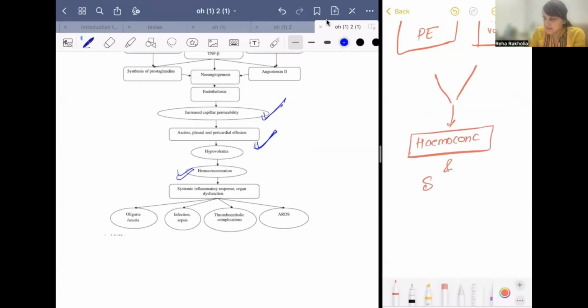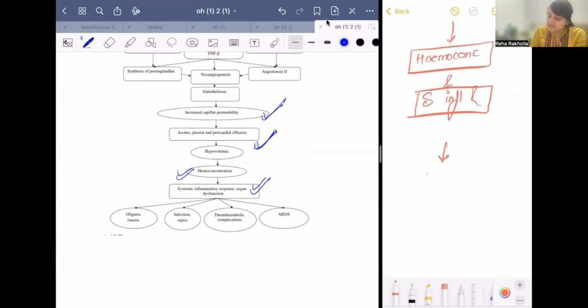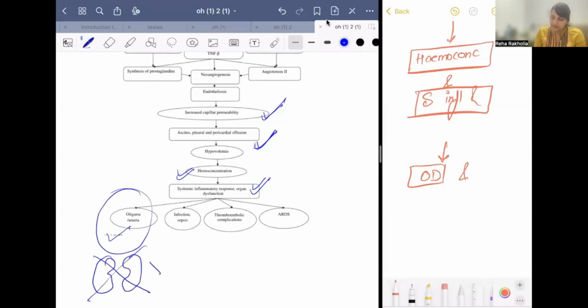And systemic inflammatory response, which can lead to organ dysfunction and severe complications like kidney failure. Kidney failure means oliguria and anuria will happen. The kidney will fail. Then infection. Then blood clots, meaning thromboembolic complications will occur. Then lung failure.